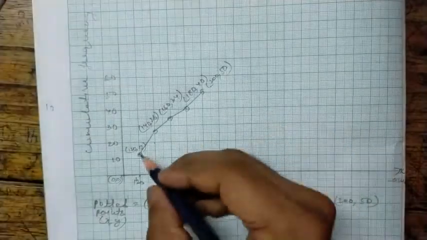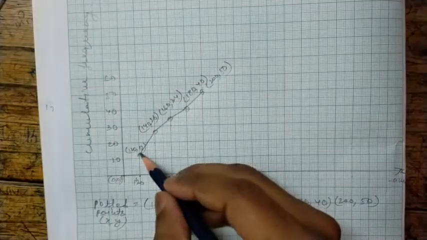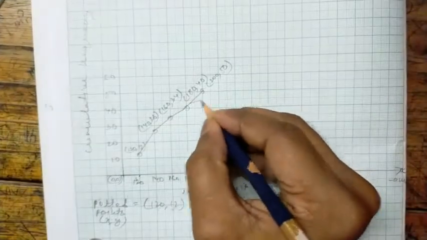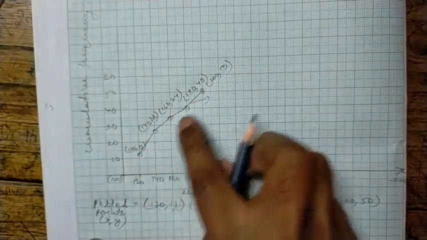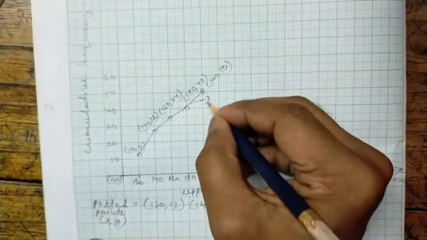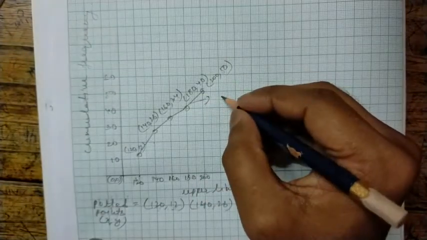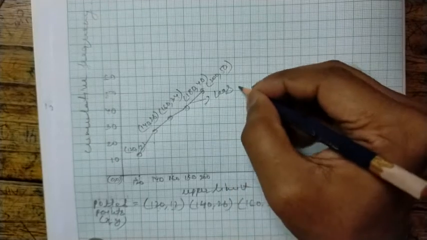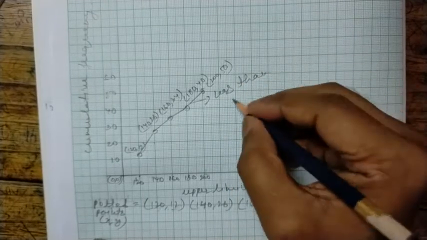This is how many points? One, two, three, four, five. This is moving in an upward direction, right? From lower to upward. This will be our less than ogive.